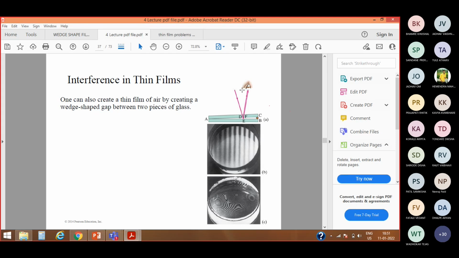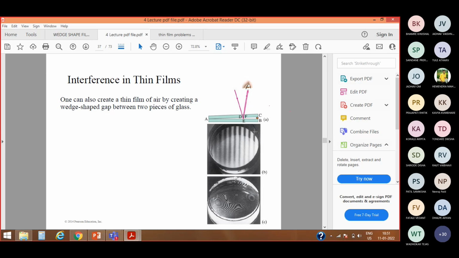तो यहाँ पे क्या होता है, इंटरफेरेंस ऑफ लाइट इज टेकिंग प्लेस. Light is coming from this side. It is incident at point D. Then the light is transmitted and it reaches point E. From point E again, some part of the light is partially reflected.